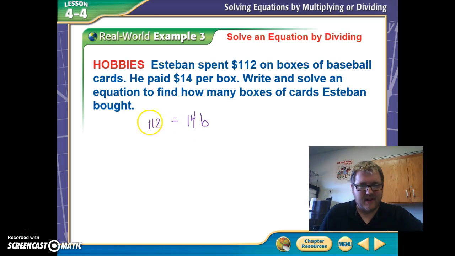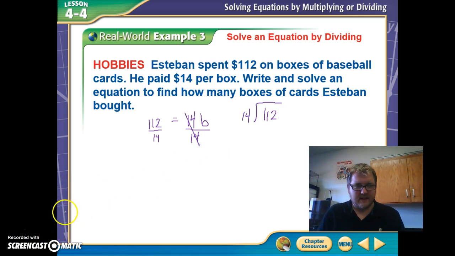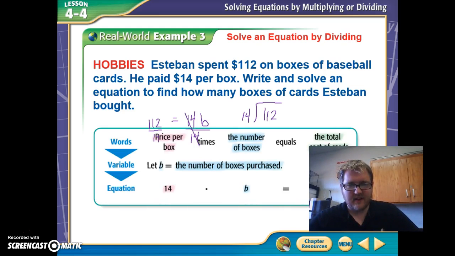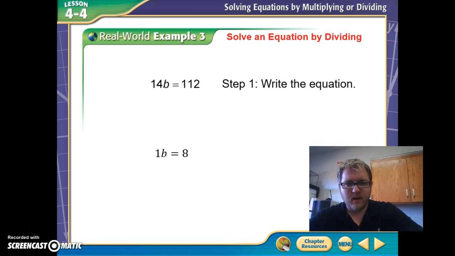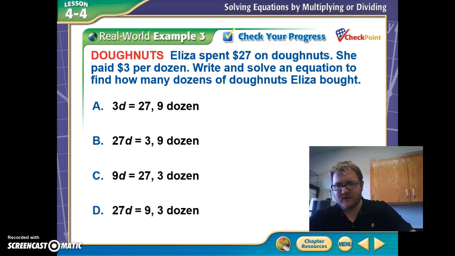So again, if I have $112 equals $14 times number of boxes, I'm going to get that B by itself by dividing both sides by 14. So I get 112 divided by 14. I'm going to go ahead and use my calculator here. And 14 goes into 112 8 times. So you can see that equation written out for you there, color coded so you can see each part of it in detail if you need to pause it and think it over. And once you've done that, go ahead and try this problem out.